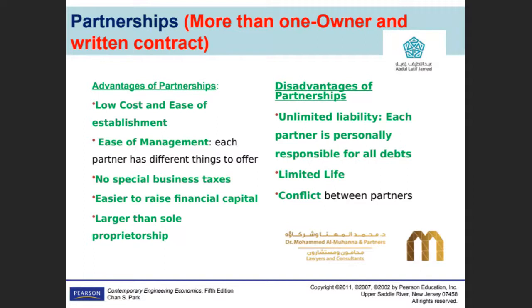Another issue, you could have conflict between partners. One partner is saying something, another says something else. So there could be differences between partners: what product to sell, what not to sell, what to do. So there could be conflicts.